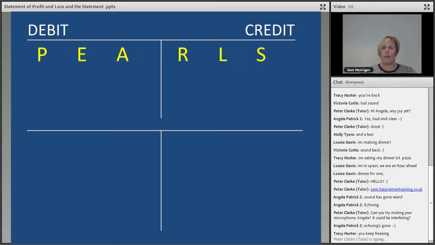Remember, you drive on the left, you crash on the right. So your debit is always on the left, your credit is always on the right. To work out your PEARLS, you have to remember what the letters stand for. P is for purchases. Remember, these are the purchases that you are buying to resell. These are items of stock that you're bringing in so you can resell them.